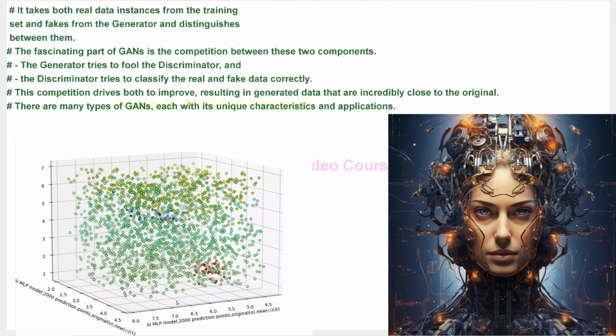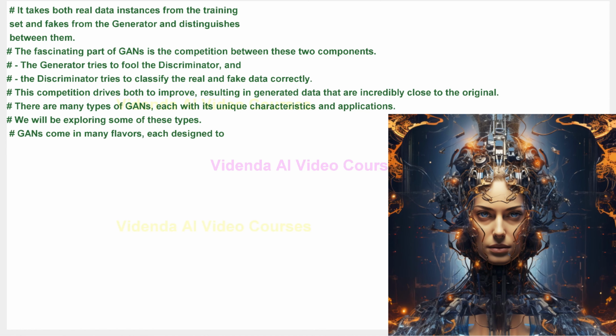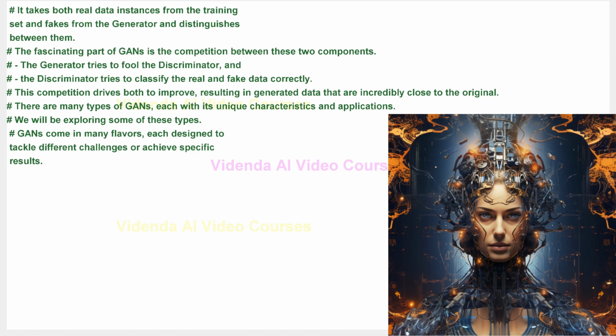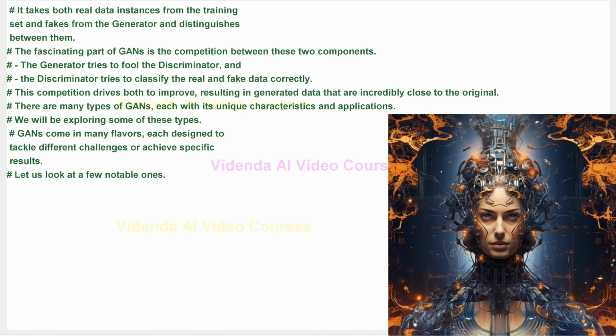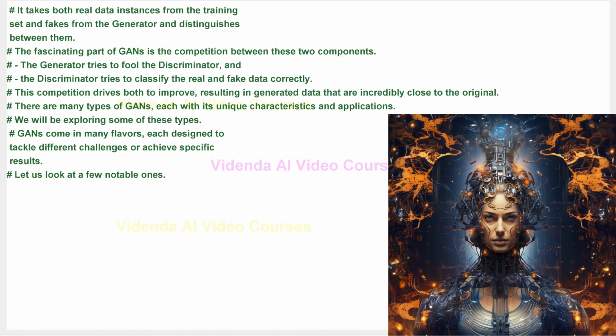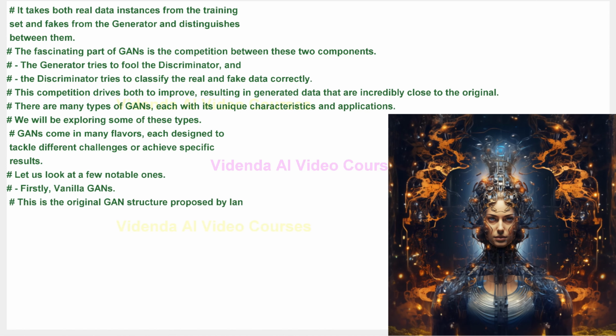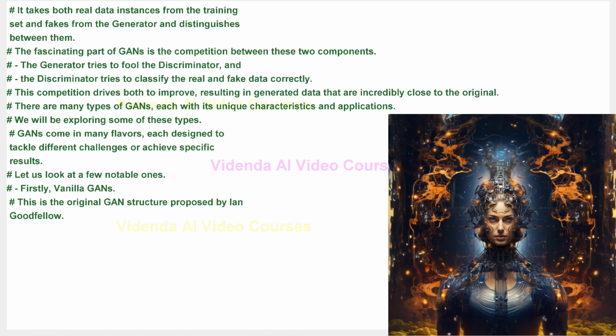There are many types of GANs, each with its unique characteristics and applications. We will be exploring some of these types. GANs come in many flavors, each designed to tackle different challenges or achieve specific results. Let us look at a few notable ones. Firstly, vanilla GANs. This is the original GAN structure proposed by Ian Goodfellow. It consists of a simple generator and discriminator model.